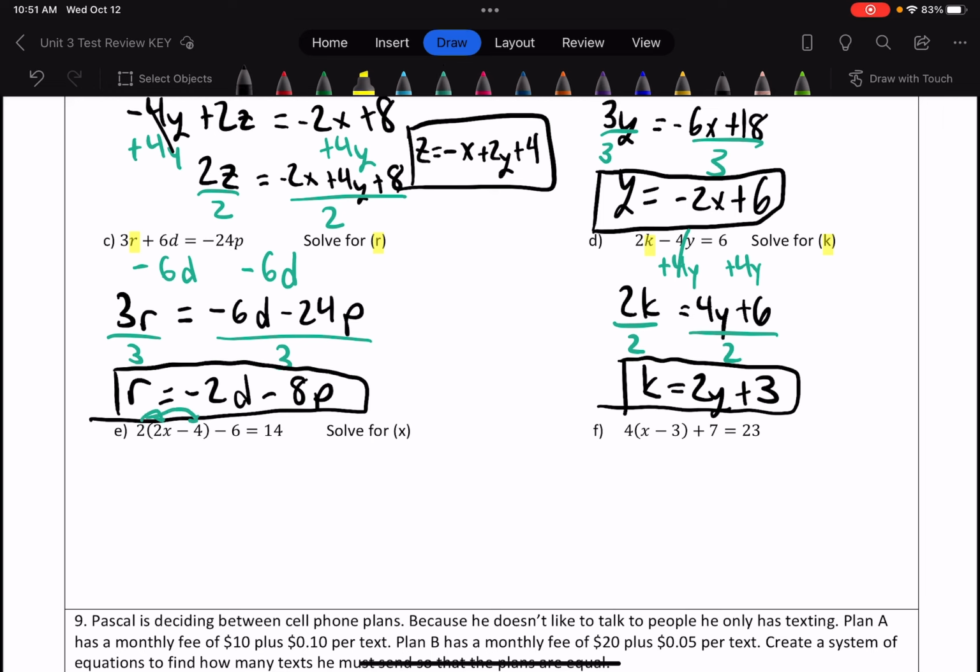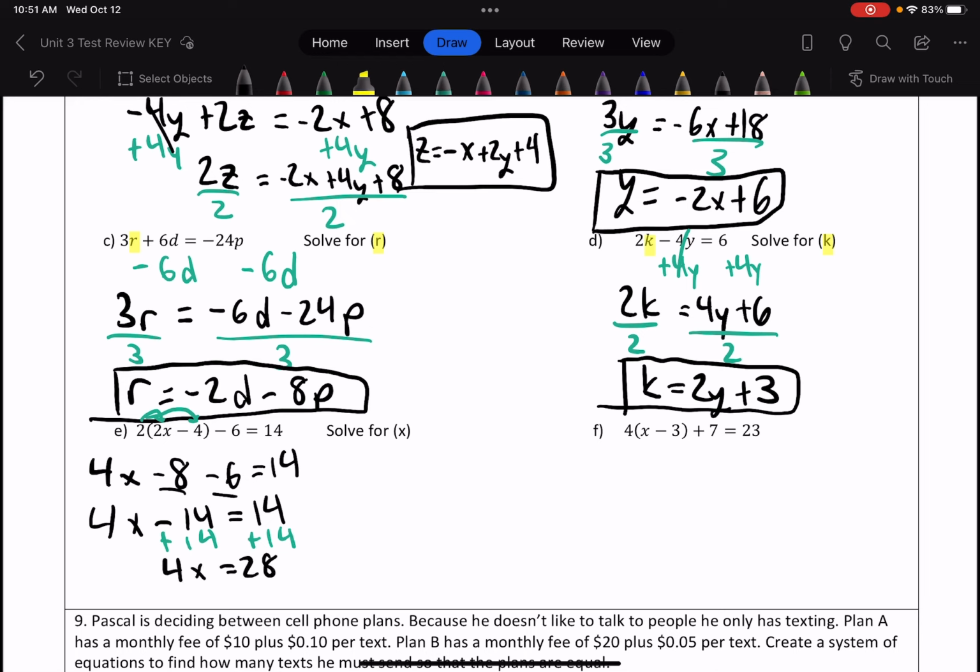So that's going to give me that 4x minus 8 minus 6 is equal to 14. And now I need to combine like terms. That says that 4x minus 14 is equal to 14. I can add 14 to both sides. So 4x is equal to 28. Last order of business is to divide by 4 on both sides. So x is equal to 7.